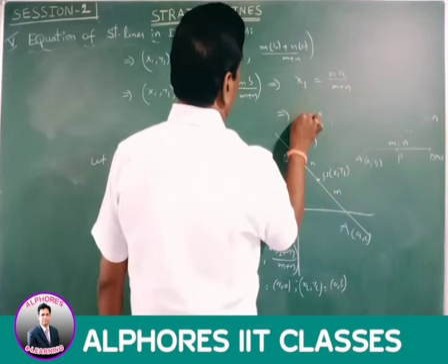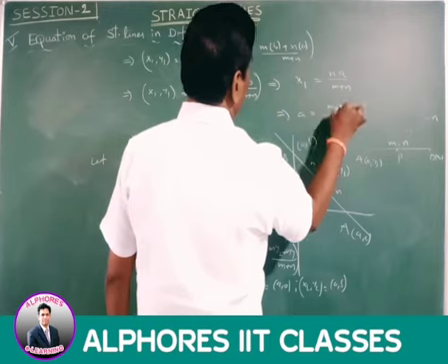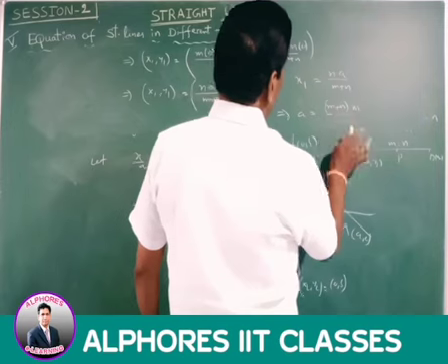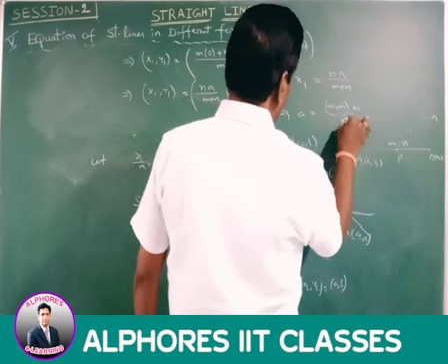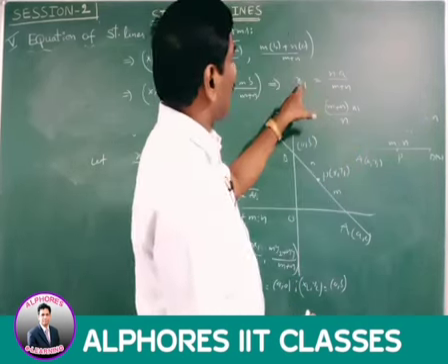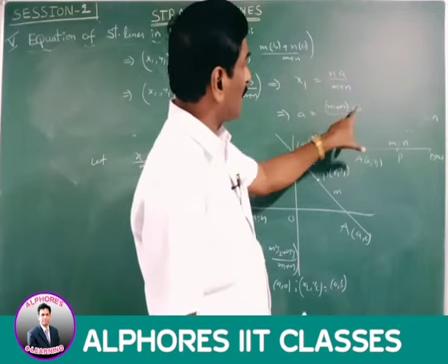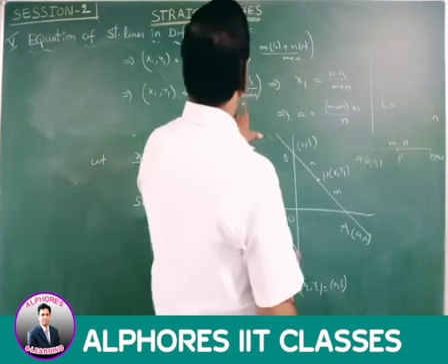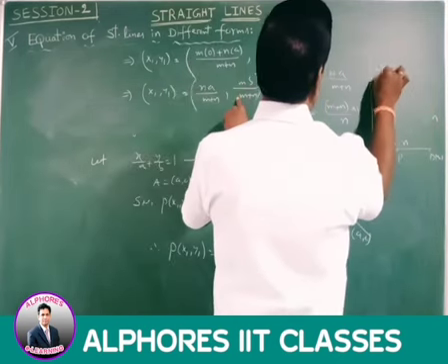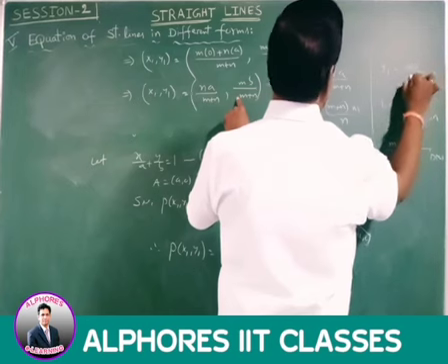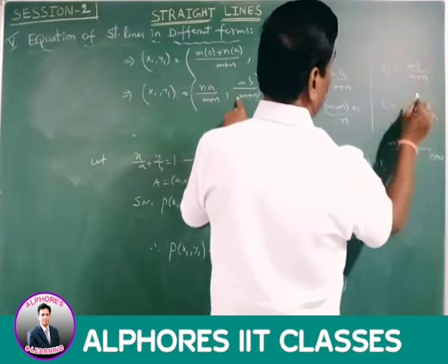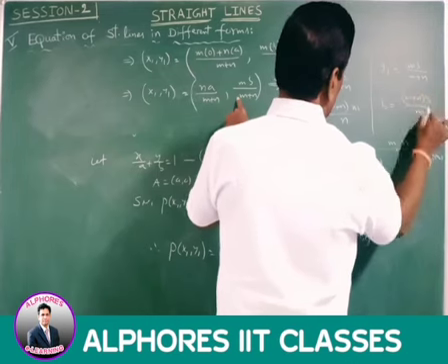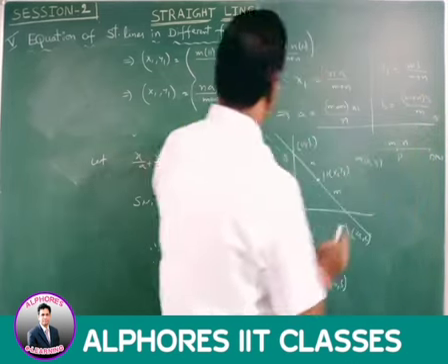What is the value of a? (m + n) into x1 = na, that means a = (m + n)x1/n. Similarly, what is the value of b? By equating, y1 = mb/(m + n). That implies b = (m + n)y1/m. These are the values of a and b.